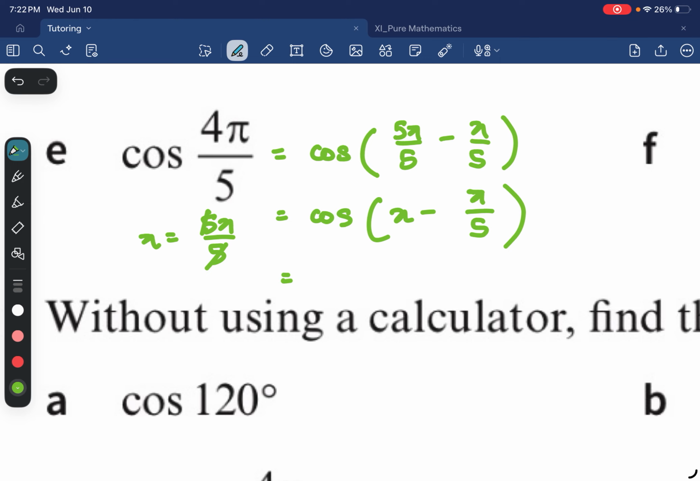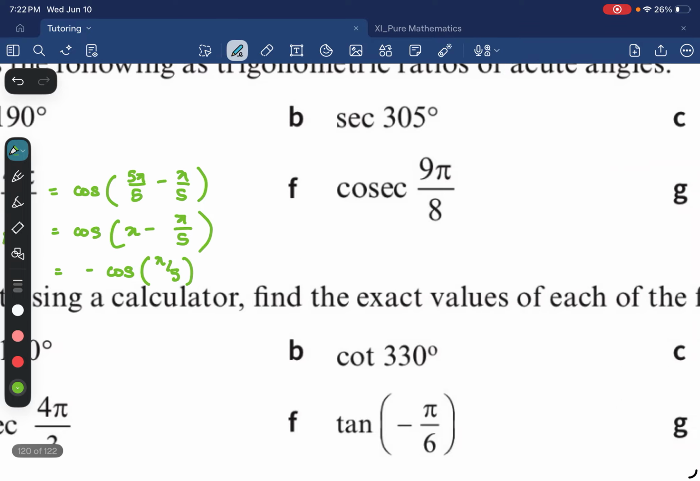All right. So now cosine I can keep as it is. I can keep pi by 5. And this, remember, is going to be in the second quadrant. So cosine is negative in the second quadrant. So you put a negative sign in front. All right. We're done with E.